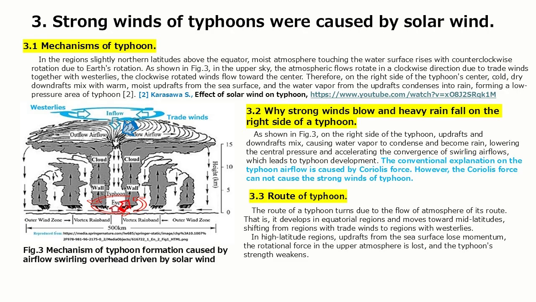Route of typhoon. The route of a typhoon turns due to the flow of atmosphere along its route. That is, it develops in equatorial regions and moves toward mid-latitudes, shifting from regions with trade winds to regions with westerlies. In high-latitude regions, updrafts from the sea surface lose momentum, the rotational force in the upper atmosphere is lost, and the typhoon's strength weakens.